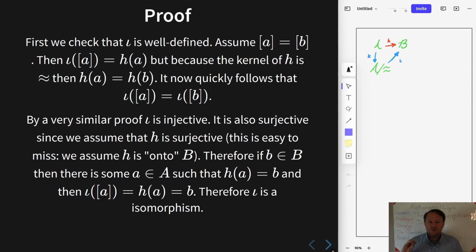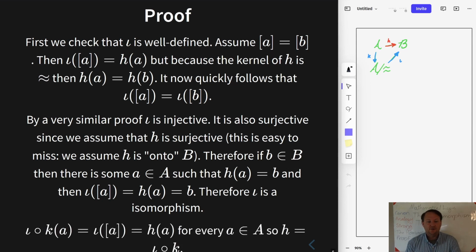Okay. So because it's injective and surjective and a homomorphism, it therefore is an isomorphism. Oh, I guess I didn't check that it's a homomorphism, but I trust that it's probably very easy to check that iota is a homomorphism.